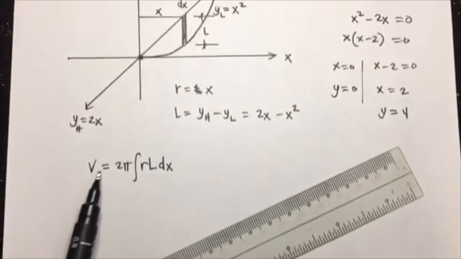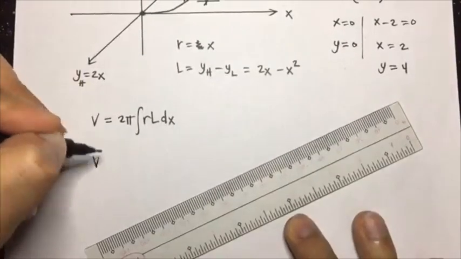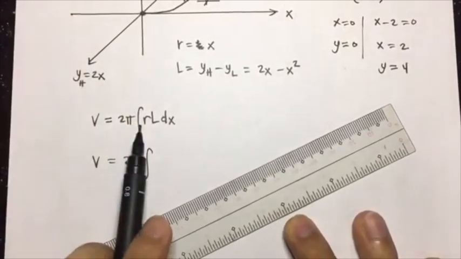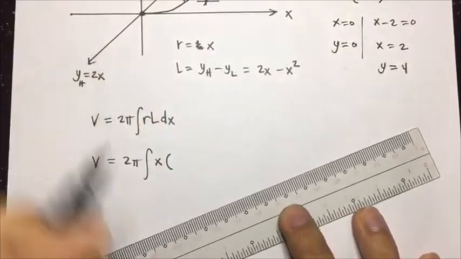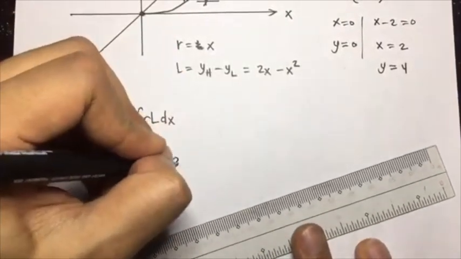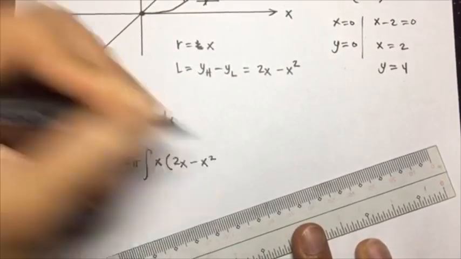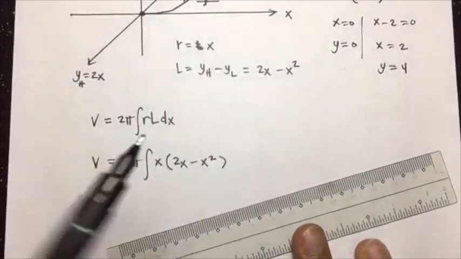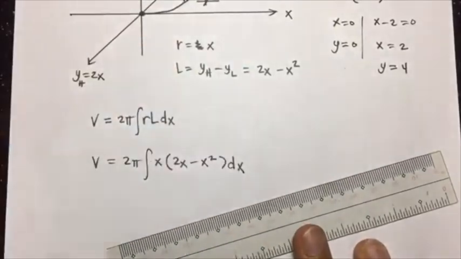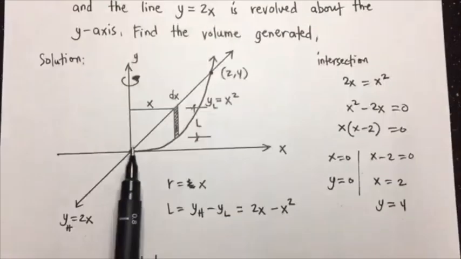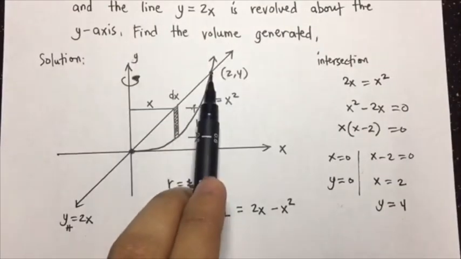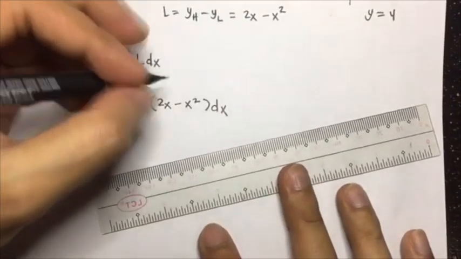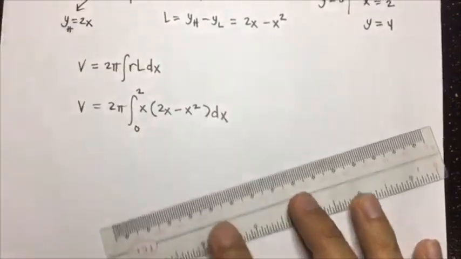Substituting that in our general formula, V is equal to 2 pi integral of r, which is x, times l, which is 2x minus x squared, dx. The limit of our x, from our graph, is from x equal to 0 to x equal to 2. Therefore its limit is from 0 to 2.